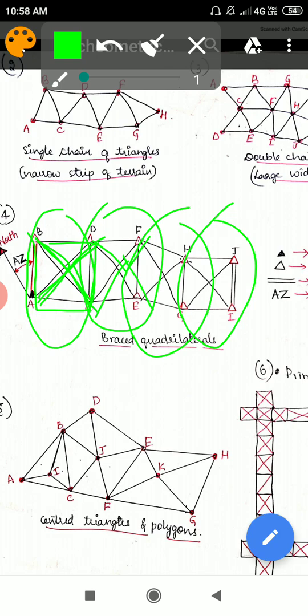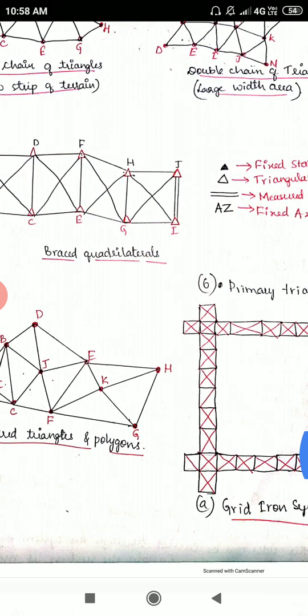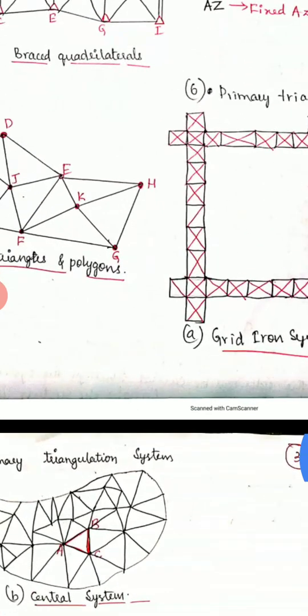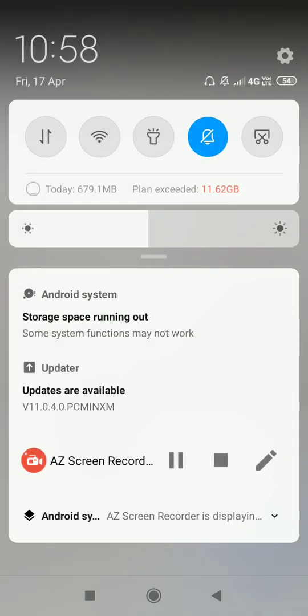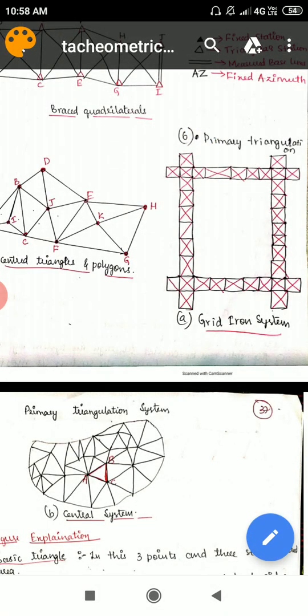So they are best suited for hilly country since the computed lengths of the sides can be carried through the station by different combinations of sides and angles. The system is most accurate. Okay. Next one is center triangles and polygons and grid iron system.